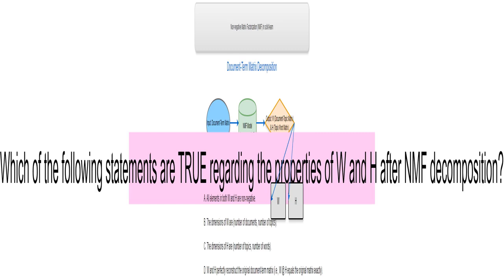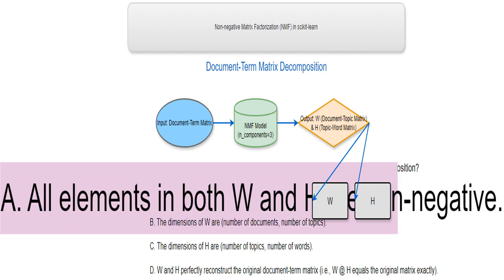This is the quiz question. I need to determine which statements correctly describe the properties of the W and H matrices after I've run the NMF algorithm. This statement highlights a key feature of NMF. All the values in both W and H will be 0 or positive. They will never be negative. That's because NMF is specifically designed to work with non-negative data.